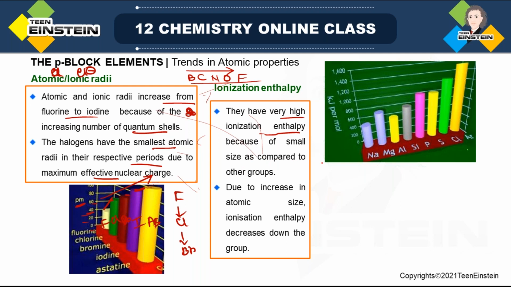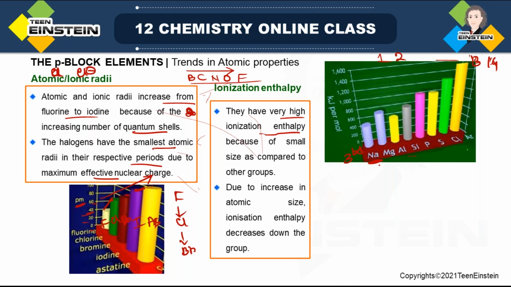Now other groups, if we consider group 1, then 2, then there is the d block, then group 13, 14, 15, 16. So as we are moving from left to right along the period, if you are considering any particular period, here we have taken sodium, magnesium, aluminium, that means it is the third period.